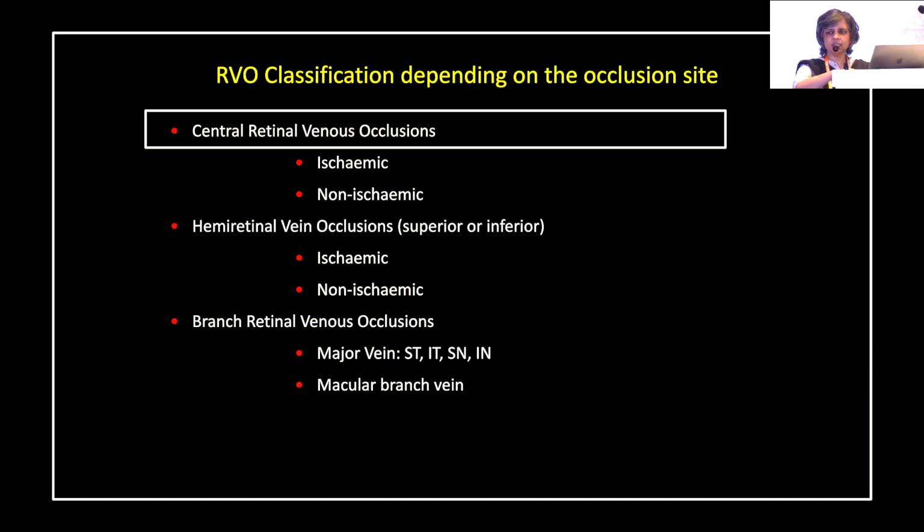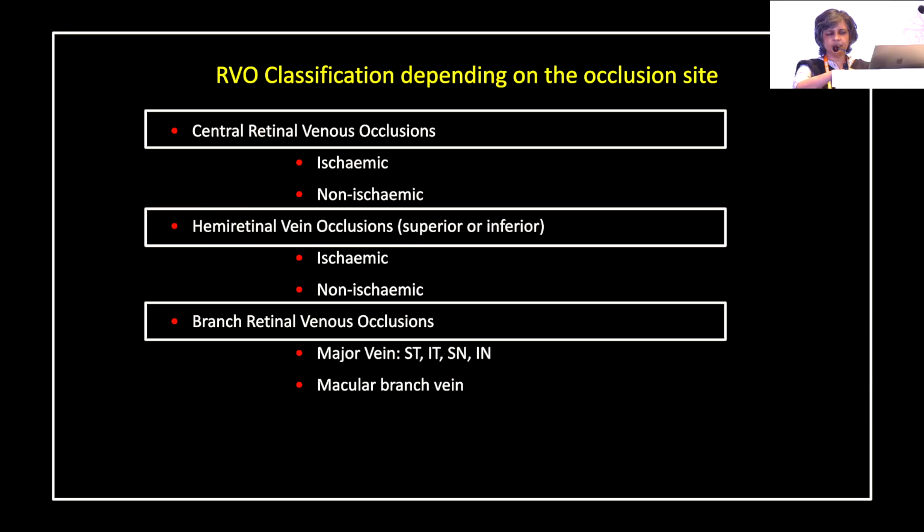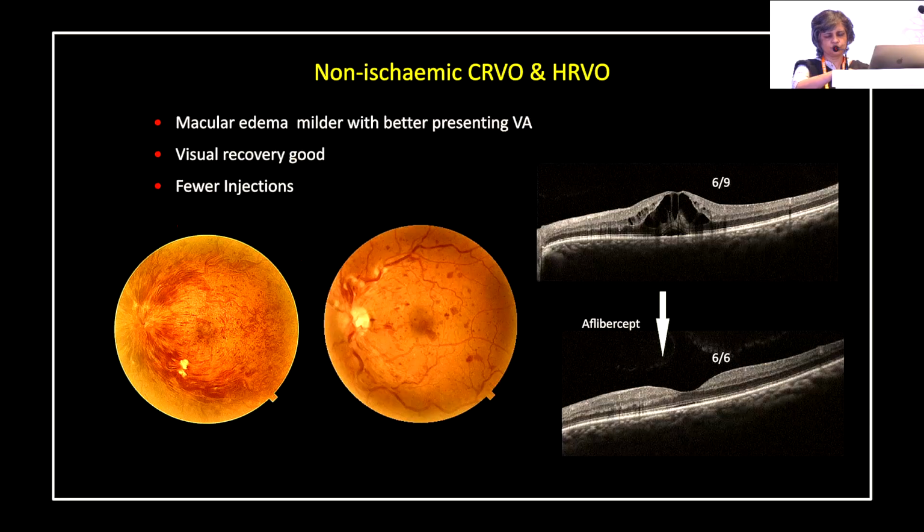Now, when we see a case of retinal vein occlusion, it can be classified based on its location: central, hemiretinal, which is either superior or inferior, and branch retinal vein occlusion. The CRVO and HRVO can be ischemic or non-ischemic. Because of the large extent of involvement, these lead to serious ischemic complications. Branch vein occlusion can be a major vein or a macular branch vein occlusion.